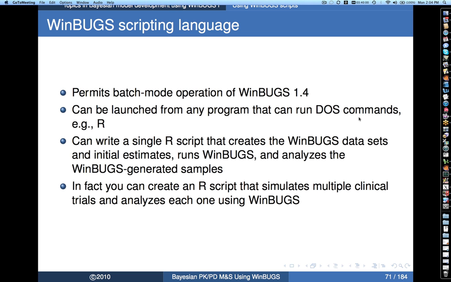One of the things you can do if you write a script is run it from within the BUGS GUI, or you can specify it on the command line, where you run a DOS command that launches WinBUGS and uses the script. You can write an R script that would create your WinBUGS data sets and your initial estimates. It would run WinBUGS and then analyze the BUGS-generated samples that come out of that. And in fact, that's what we'll be leading towards.